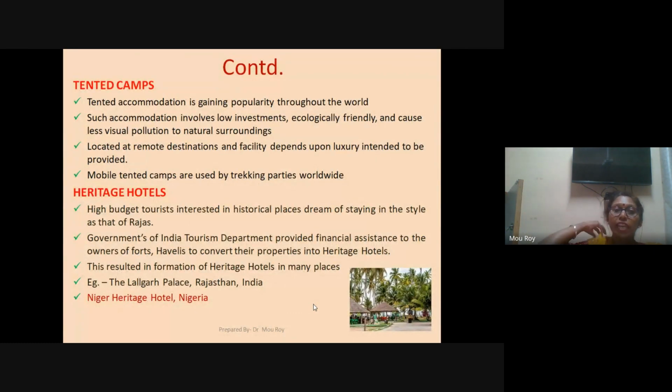Then we have all these tented camps, we have these heritage hotels, as I have already told you, especially those hotels which were built before 1950. They are known as heritage hotels, and the palaces and forts are now being converted into hotels. Part of them is being retained by the kings and the Maharajas, and the rest is being rented to the Taj properties, the Oberoi properties. Okay, so they are known as heritage hotels. There are a lot of heritage hotels in our country, and especially the state of Rajasthan has the maximum number of heritage hotels in our country.